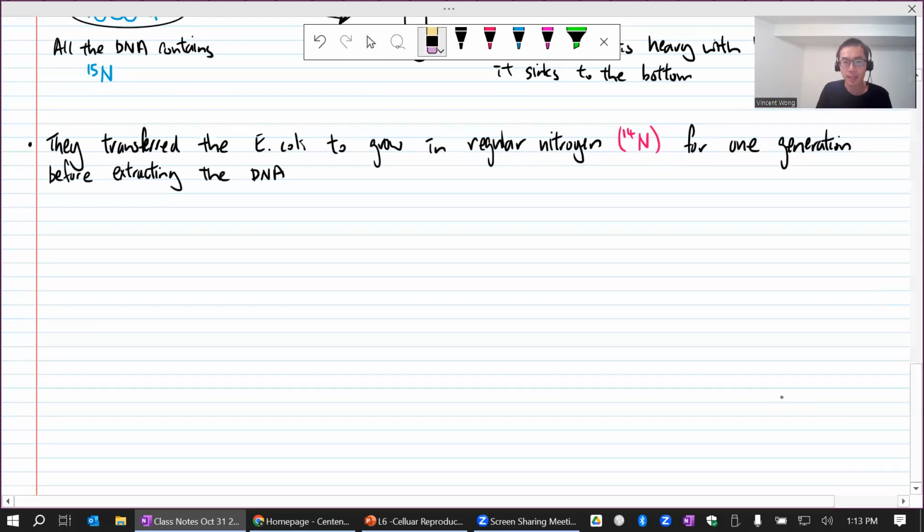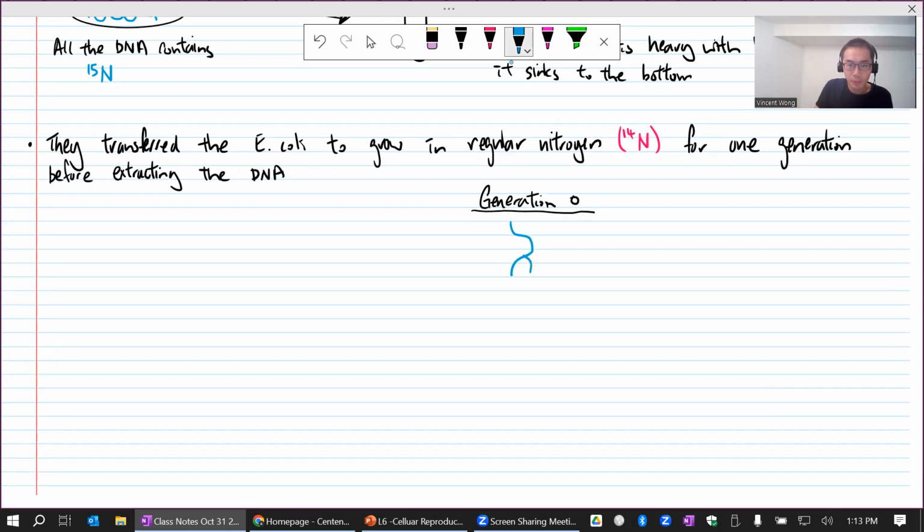So let's take a look at what this means. This is generation 0, we will say. I know they have been growing for some long time now, but after we transfer them, we call that generation 0. And that's just E. coli with the blue DNA, right? The blue DNA. This is all N15. Both strands are N15, right? Just gonna put N15 like that.